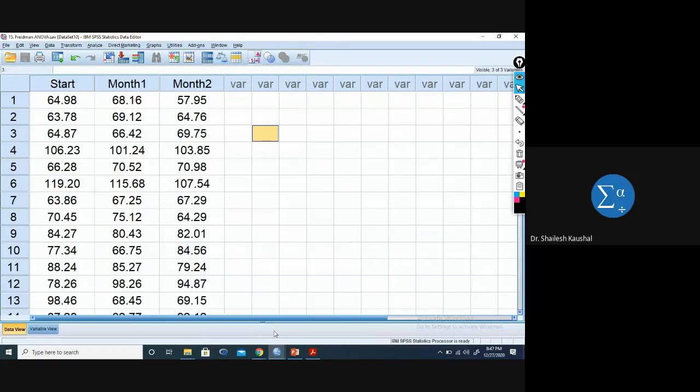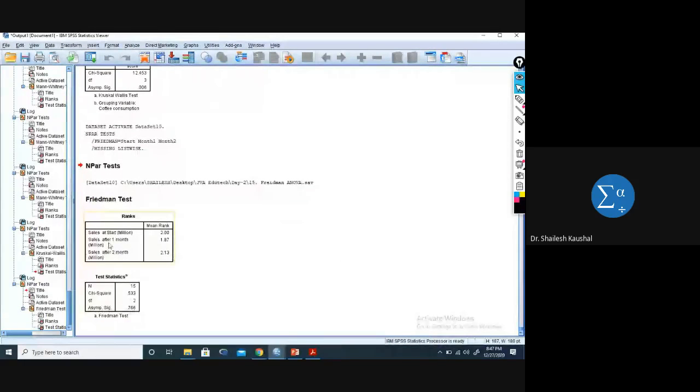And after okay, what is the result? This is the result. So sales at start 2.2, 1.8 and 2. There is a difference, but whether this difference is significant or not, this p value tells us. P value greater than 0.05, so it is not significant, meaning the marketing campaign did not work.